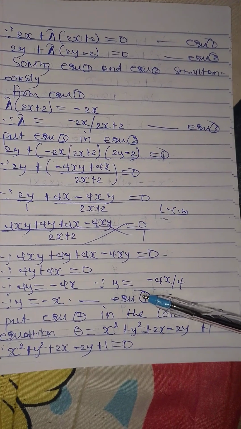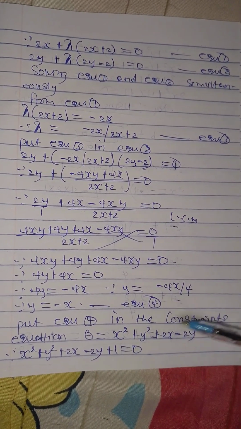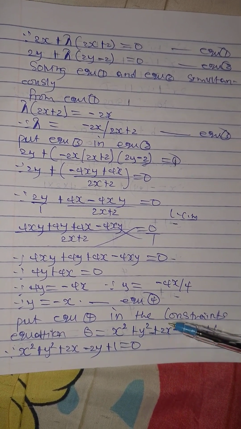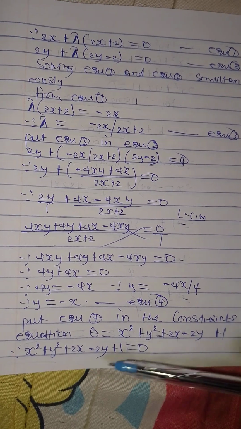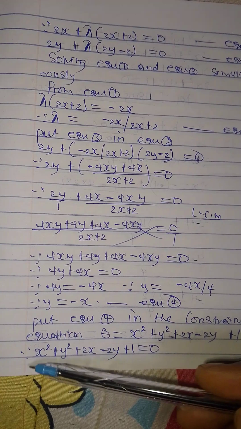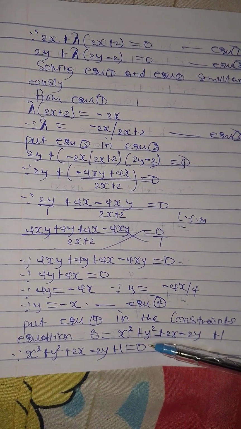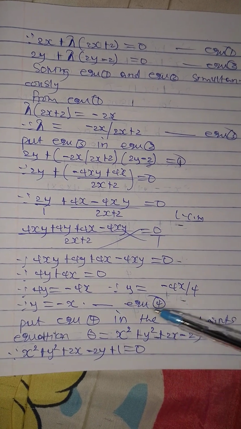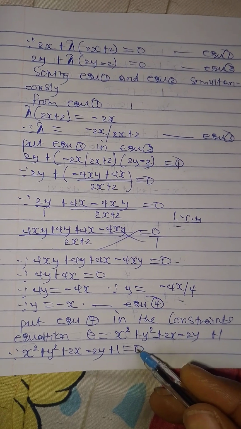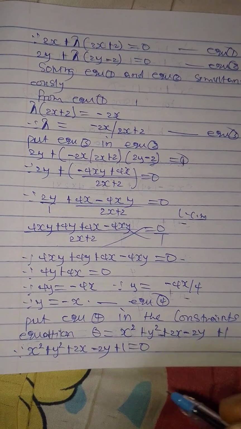I call this equation 4. Now if I call this equation 4, I'll say put equation 4 in the constraint. You know what the constraint is? That is, put equation 4 in the constraint equation, which is theta equal to x squared plus y squared plus 2x minus 2y plus 1. That's the constraint equation. Okay. Now this is the same thing as x squared plus y squared plus 2x minus 2y plus 1 equal to 0. You know that this 0 can be equal to theta. Okay, so don't be confused. It's still the same thing.